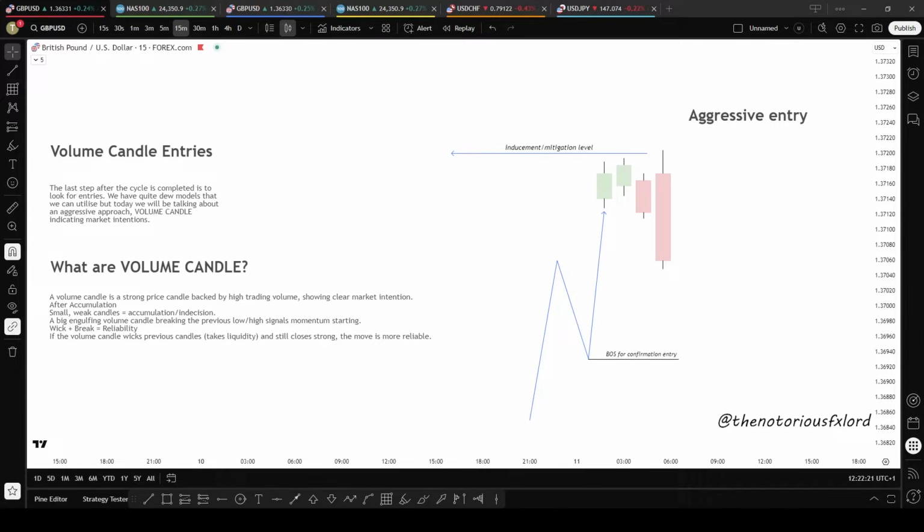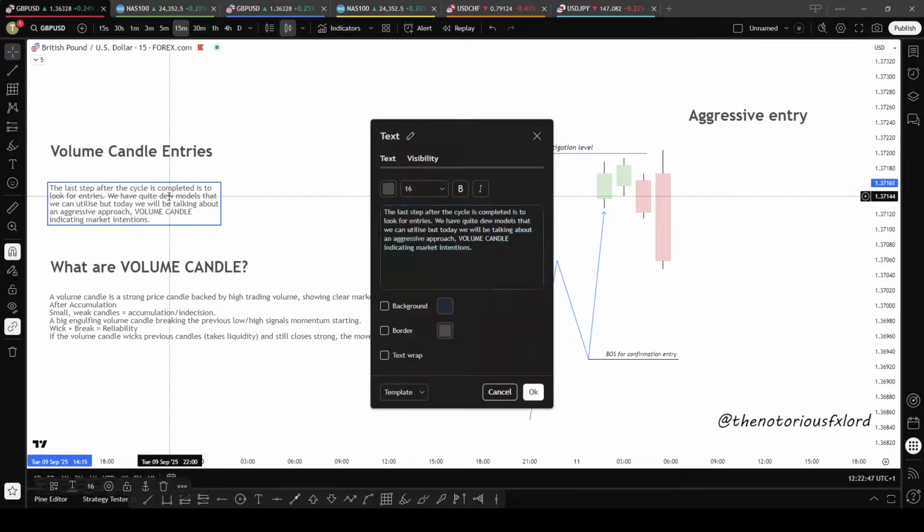So today in this video, we are going to talk about one of my entry models, right? And this is not a very safe entry model. This is a much more aggressive approach, and this is what I call volume candle entries, right? So obviously, entries are the last step after the whole cycle is completed. You want to get into the trades, and we have quite a few entry models, right?